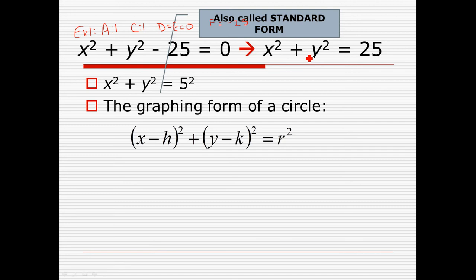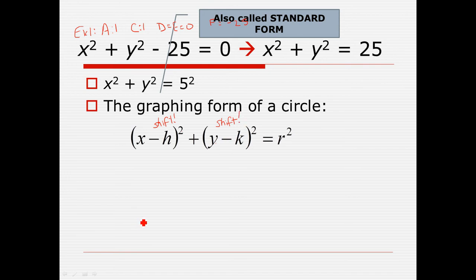Okay, so the general form has all those capital letters in it. This is called the standard form. I like to refer to it as the graphing form because this is graph friendly. Notice I still do have x, which is squared. I still do have y, which is squared. I also have the radius squared, but I have this funny h and k. Oh shift. This is a shift of the x. Oh shift. This is a shift of the y.